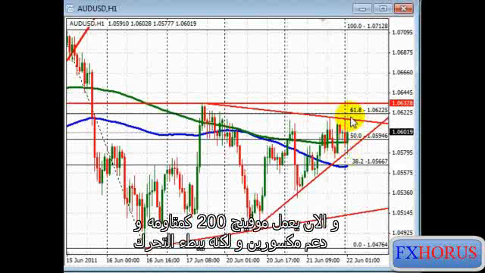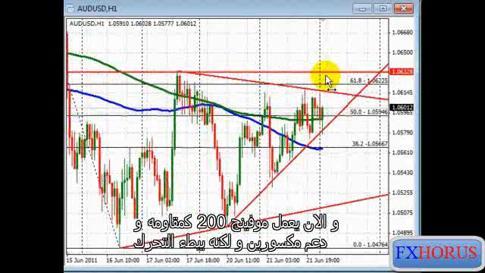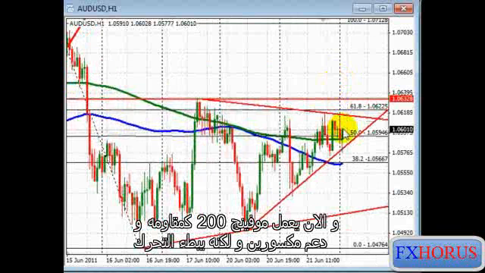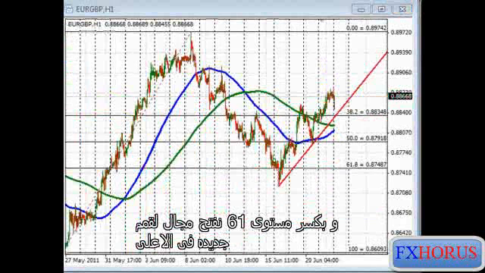Stay above these two levels, and a move above the highs and the 61.8% retracement of this last move to the downside at 106.22 opens up the door for further upside momentum in the Aussie versus US dollar.